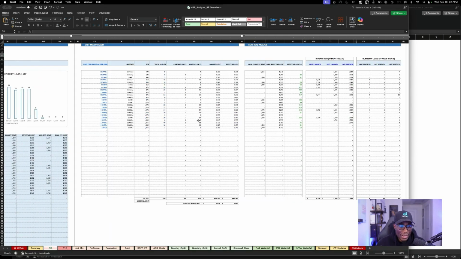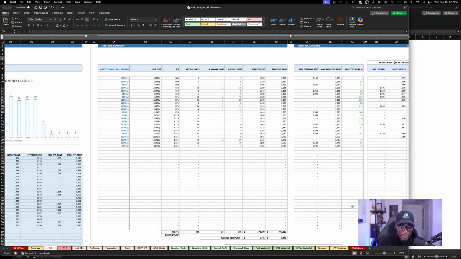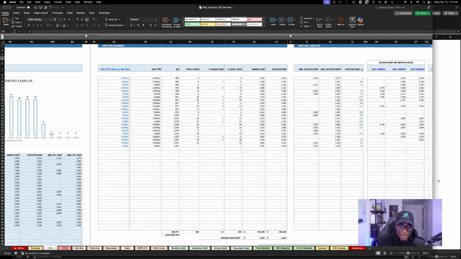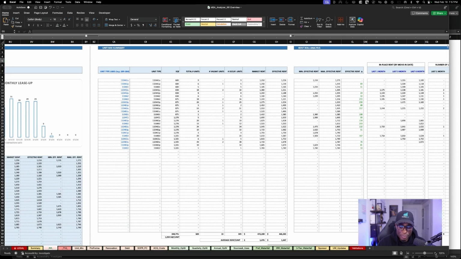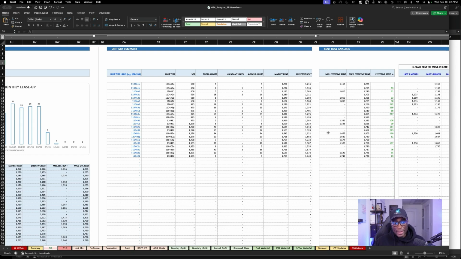Once the MSA Analyzer compiles the data, it creates this unit mix table. Let me just zoom in. I don't need that file anymore, so I can just zoom in. It creates this unit mix table based on the different unit types and the square footage. Any unit type that has a unique square footage will have its own line.